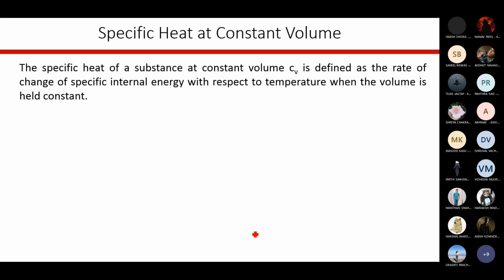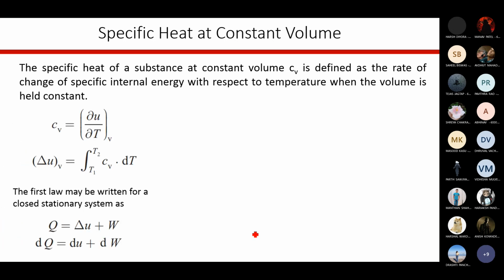So it is basically the rate of change of the specific internal energy with respect to the temperature when volume is kept constant, right? So this is the mathematical form of the same definition. Cv is the rate of change of internal energy with respect to the temperature when the volume is held constant, right? So I can then write the delta u, the change in specific internal energy, when volume is held constant. I am just rewriting this expression and integrating it, so you will get this equation, right?